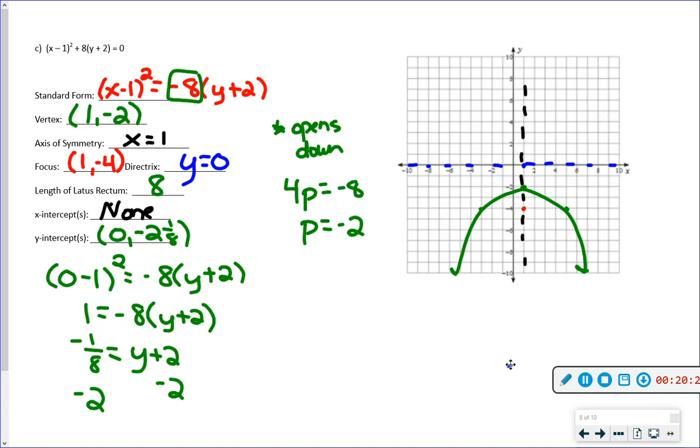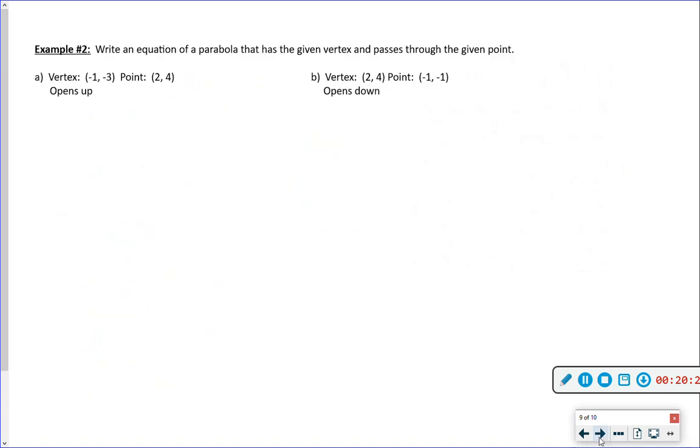Any questions on that? All right, last thing we're going to do, they're going to give you some information. We're going to find the equation. Okay, we can handle that. Write an equation of a parabola. It has a given vertex and information.